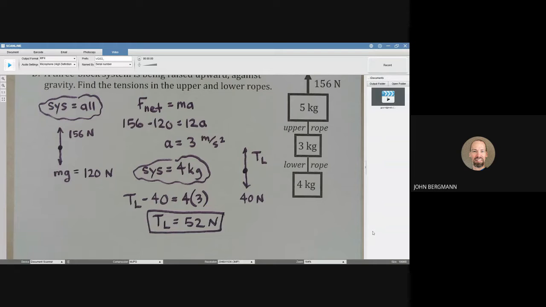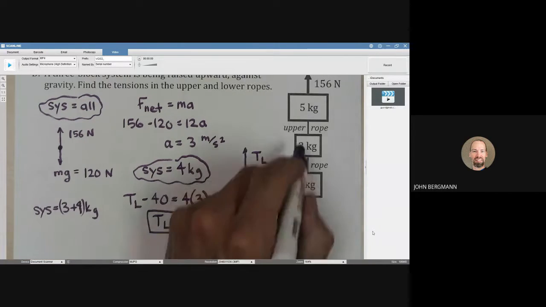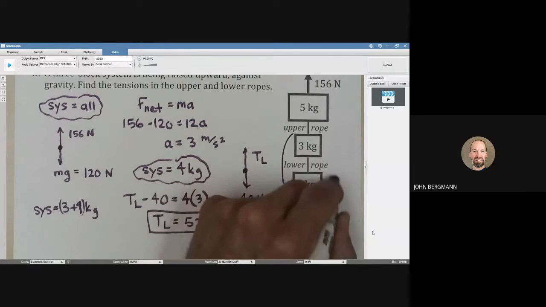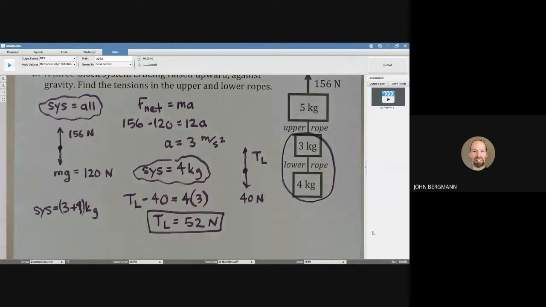Any number of ways you could do it. We could say, you know what, let's make the system the 3 plus the 4 kilograms. In other words, we're going to consider this whole thing to be the system. Now, when we do that, this tension in the lower rope is an internal force. So the tension in the lower rope we cannot consider here.